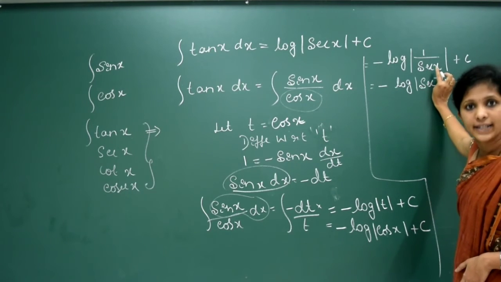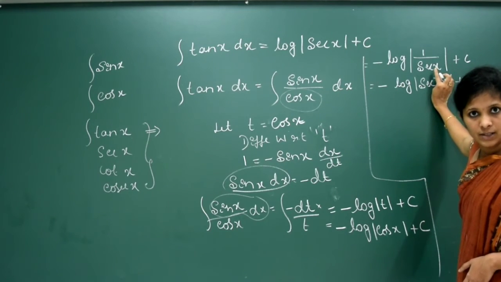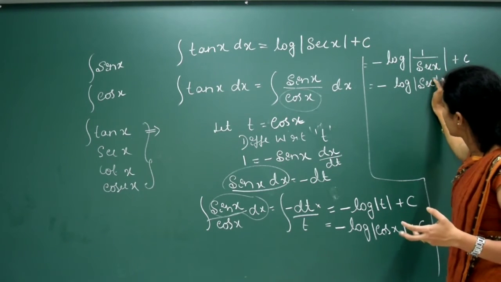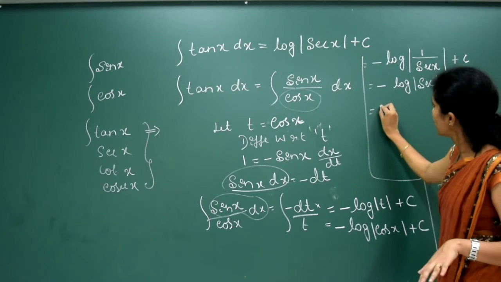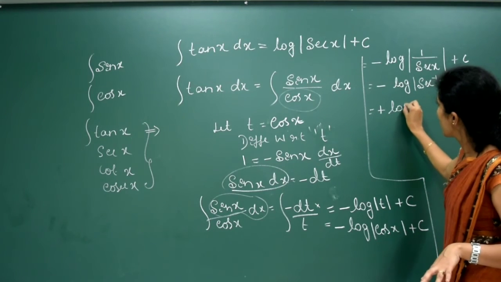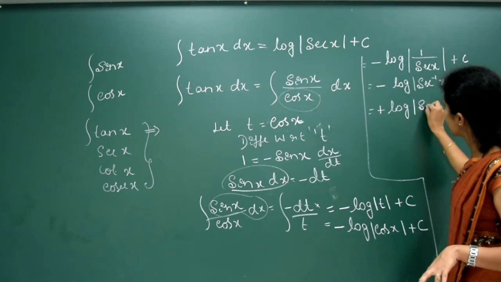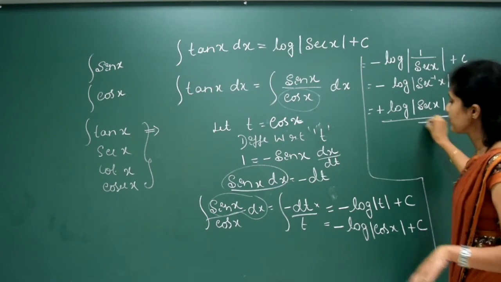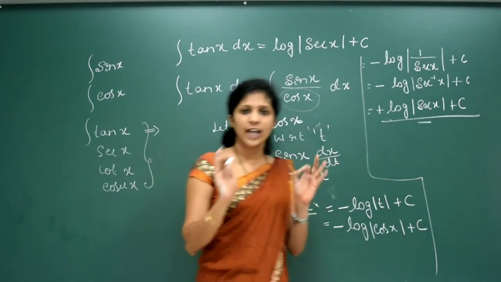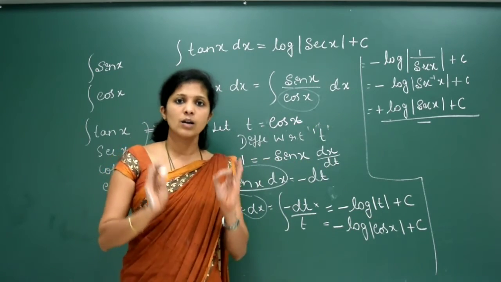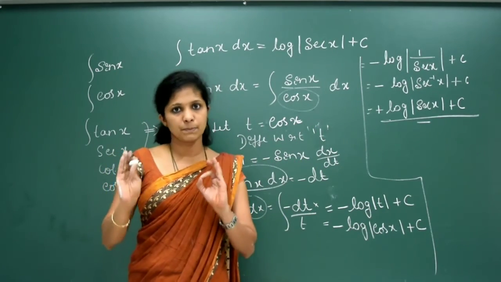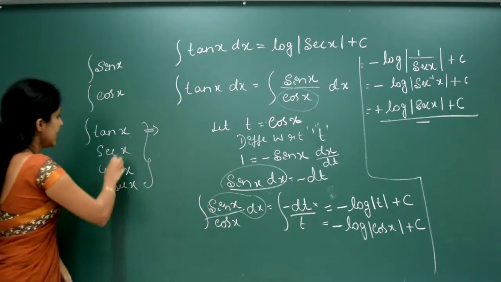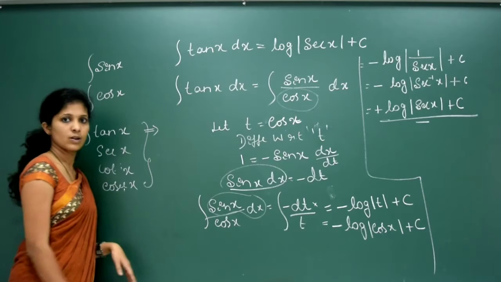Log m to the power n will be equal to n log m. So here the minus will come here. So this is equal to plus log mod secant x plus c. So this is a form. Remember, integration of tan x is equal to log mod of secant x plus c. Remember this formula. Similarly, we will find the integration of these other forms.